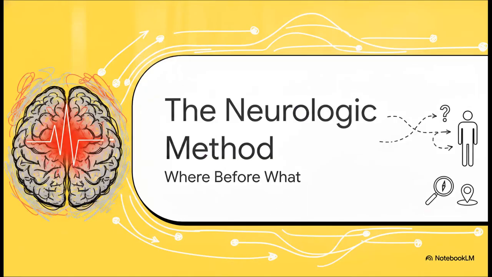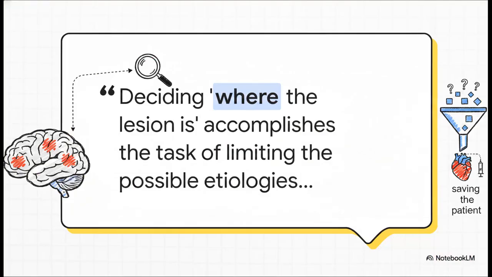Section 1. The neurologic method. This is all about figuring out the where before the what. This idea brilliantly illustrates our core framework. As the source material puts it, deciding where the lesion is accomplishes the task of limiting the possible etiologies to a manageable finite number. By first pinpointing the anatomy based on the symptoms, we automatically narrow down our list of suspects. If we know where the bleeding is, we get a massive head start in knowing why it's happening, and, ultimately, how to save the patient.